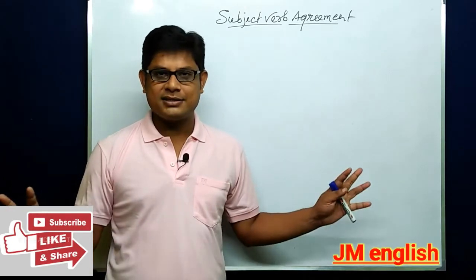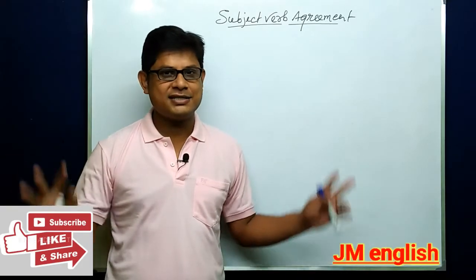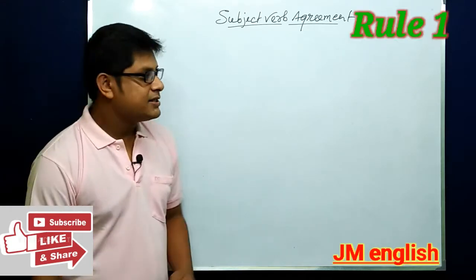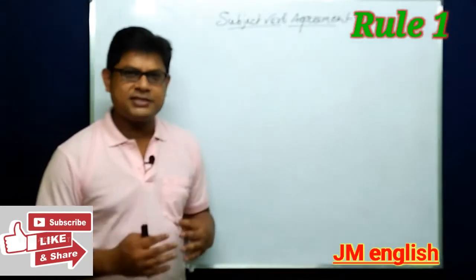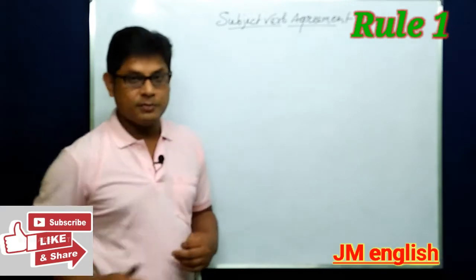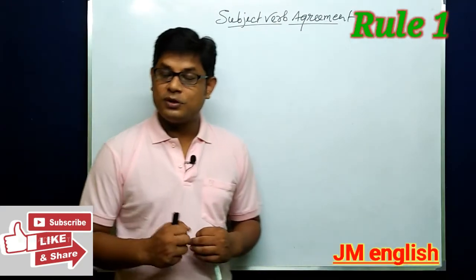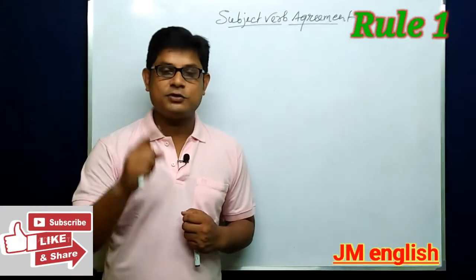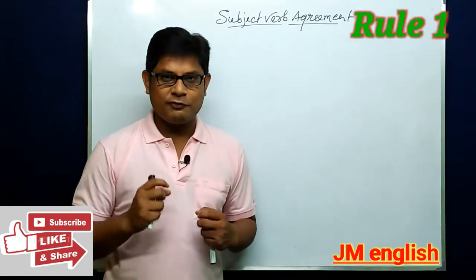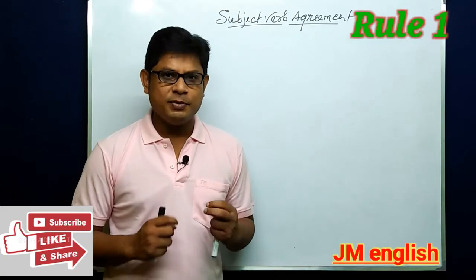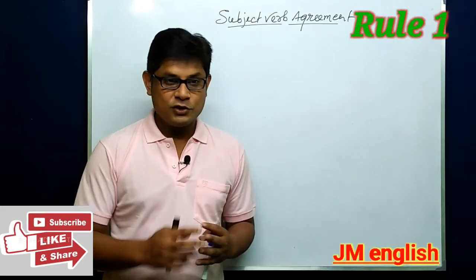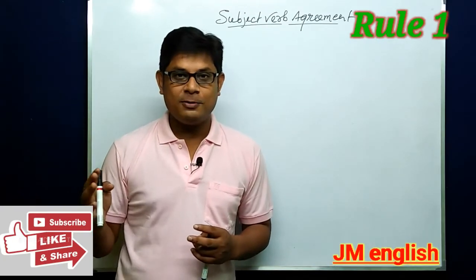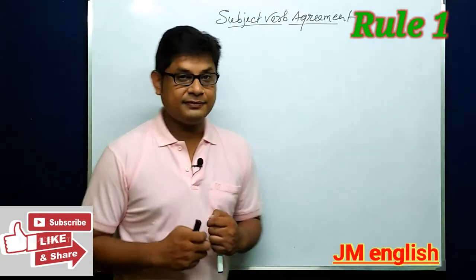So for all these, I'm going to give these 6 rules. Let's start with rule number 1. See, this rule number 1 is the basic foundation of subject verb agreement. It's the basic structure of this. Rule number 1 says that if your subject is in singular form, then the verb should also be in singular form. So a singular subject should be followed by a singular verb. How? Let me give you an example for that.